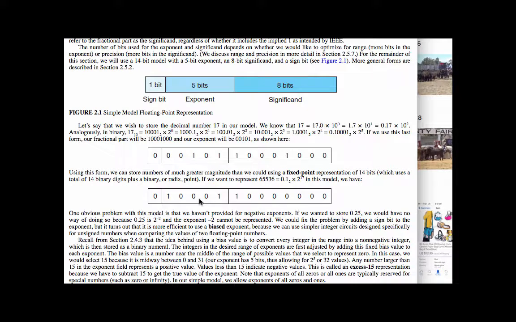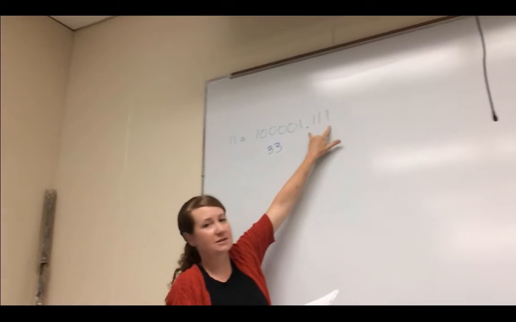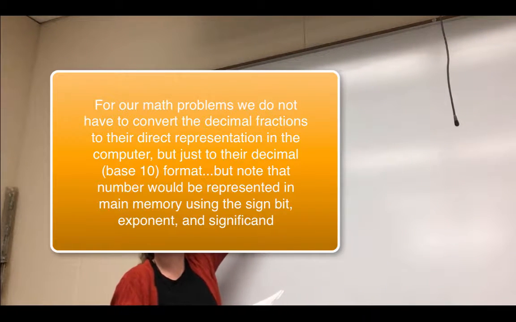We can see that in our example here. Our significand is 1 followed by a bunch of zeros, and our exponent is 16 plus 1, 17. Our sign bit is 0 because it is a positive number. We know that the integer part is 33, so now we just need to figure out our decimal part and translate it to decimal.